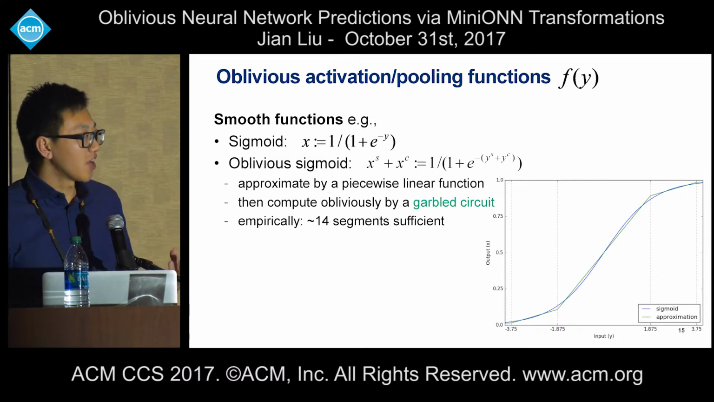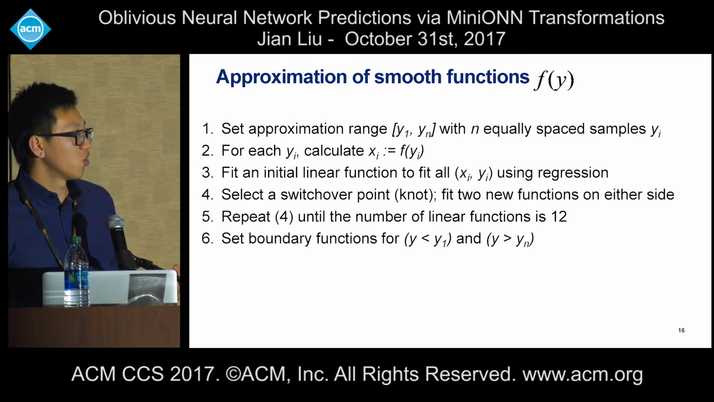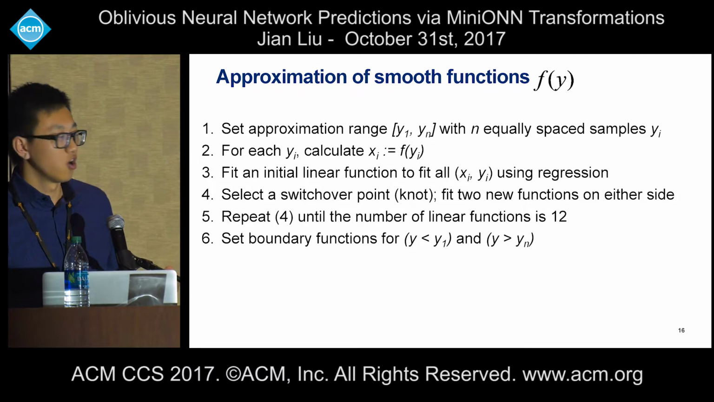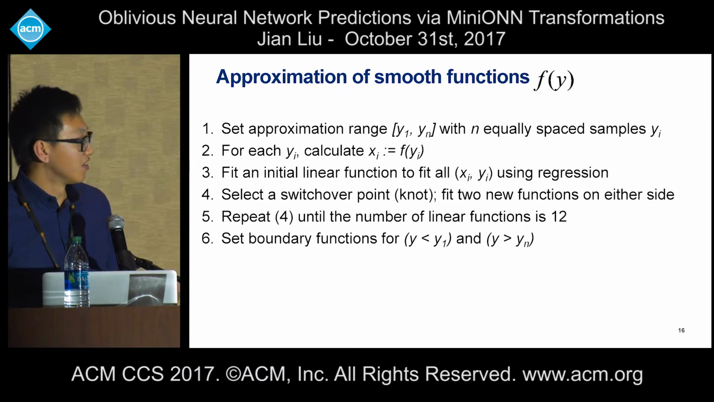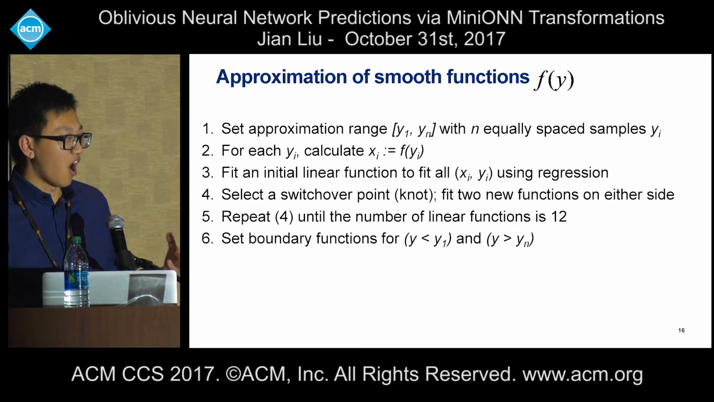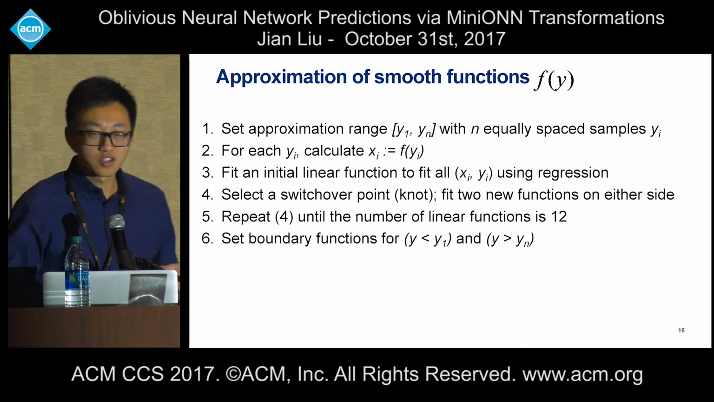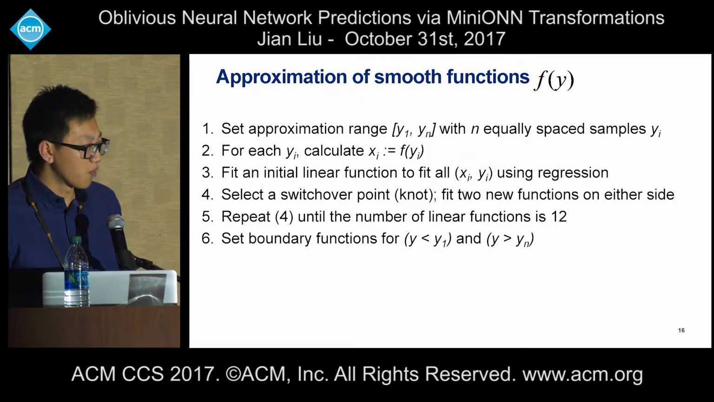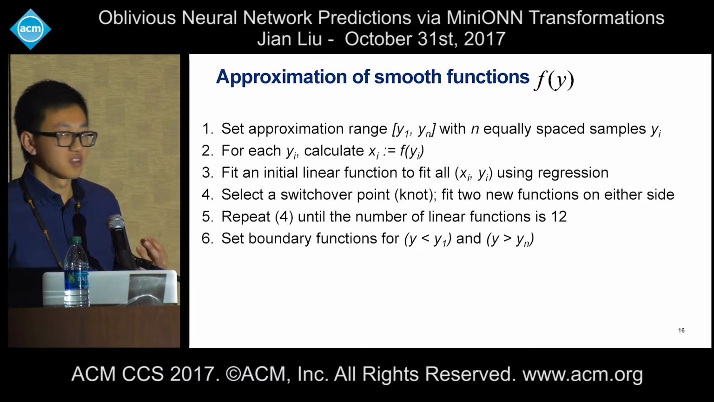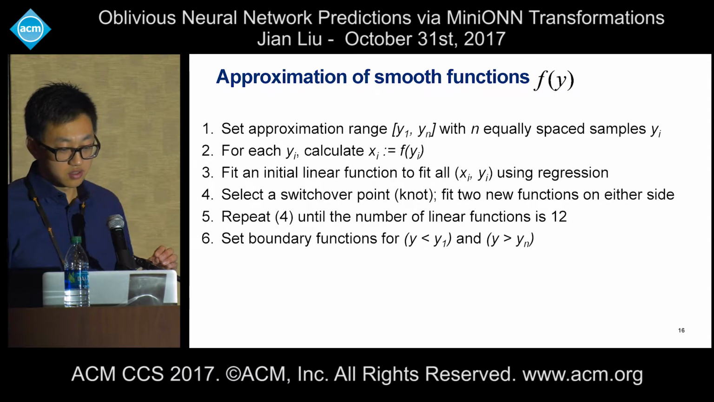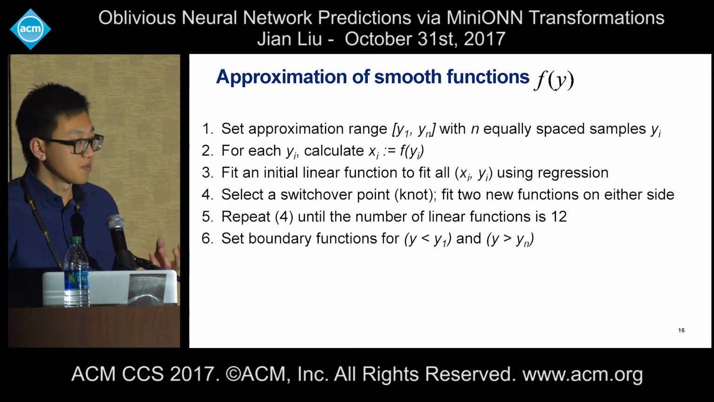So next, I will show the details of how to approximate the smooth functions. So first, we set an approximation range with n equally spaced samples. And then for each sample, we calculate the corresponding value by applying f. And then we fit an initial linear function to all the samples using regression. Of course, this is not accurate. But the important part is we select a switch over point, which is called a knot, to fit two new functions on either side. The switch over point is chosen such that the overall goodness of fit is maximized.